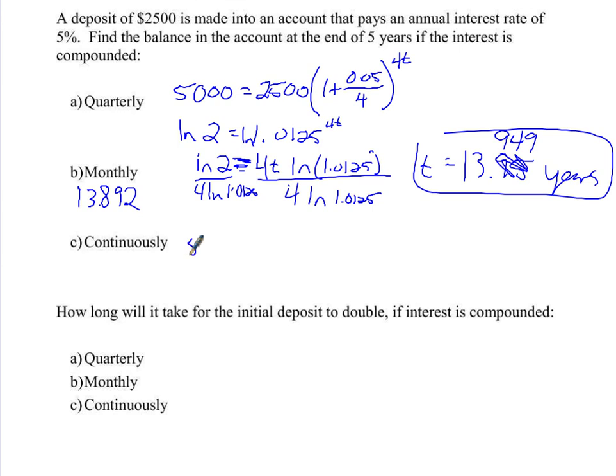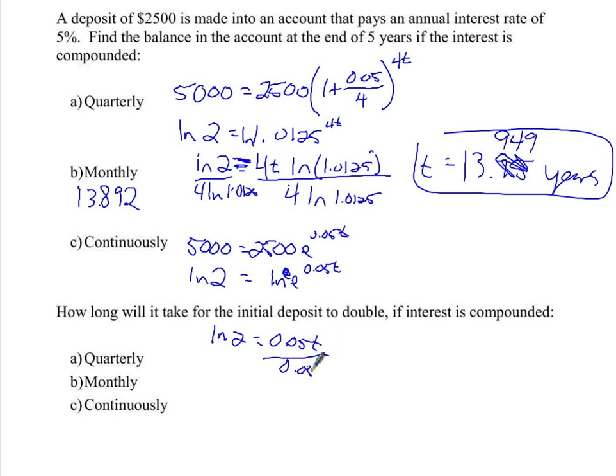For continuously, I'm going to write the 5,000 again equals the 2,500 times e to the 0.05 t. So now I need to take the natural log of both sides still after I divide both sides by the 2,500. This becomes a 2. I take the natural log of both sides. The natural log of e to the 0.05 t disappears, and now I have the natural log of 2 equals 0.05 t.